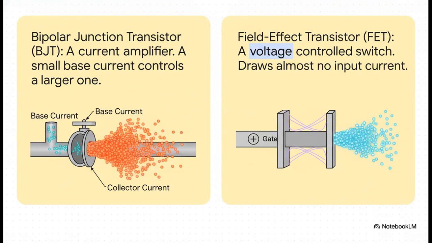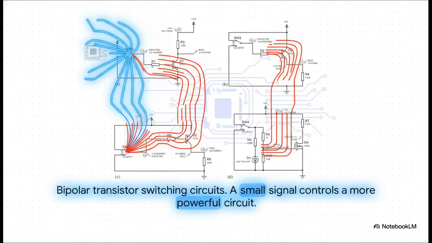Now, they come in a couple of main flavors that we care about. On one side, you've got the bipolar junction transistor, or BJT. The easiest way to think of this is as a current-controlled amplifier. A tiny little stream of current going into its base pin opens up the floodgates for a much, much bigger current to flow through. Then you've got the field effect transistor, or FET. This one's different. It's a voltage-controlled switch. You just apply a little voltage to its gate, and that creates an electric field that lets the main current flow. And here's the magic part. It does this while drawing almost zero input current. Super efficient.